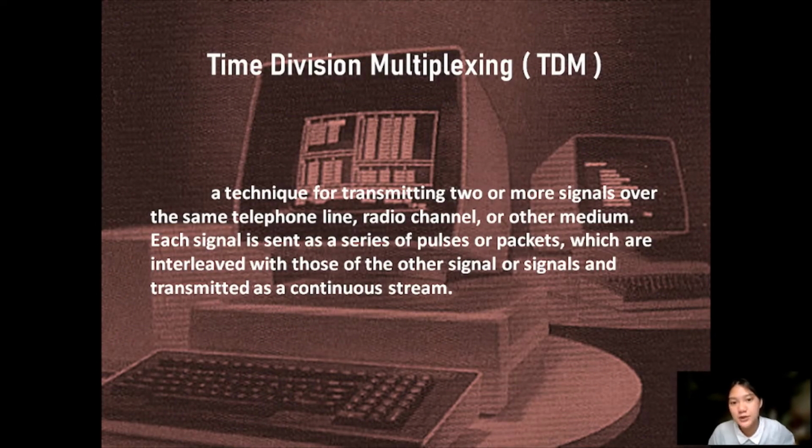So, time division multiplexing or TDM is a technique for transmitting two or more signals over the same telephone line, radio channel, or other medium. Each signal is sent as a series of pulses or packets which are interleaved with those of the other signal or plural signals and transmitted as a continuous stream. So TDM is transmitted in a variety of means, which can be telephone lines, radio channels, or any other consisting signals.